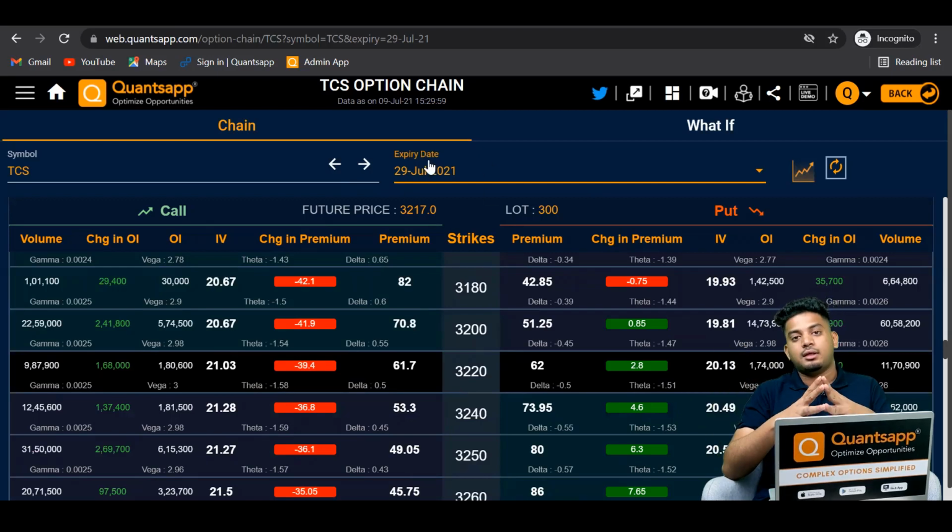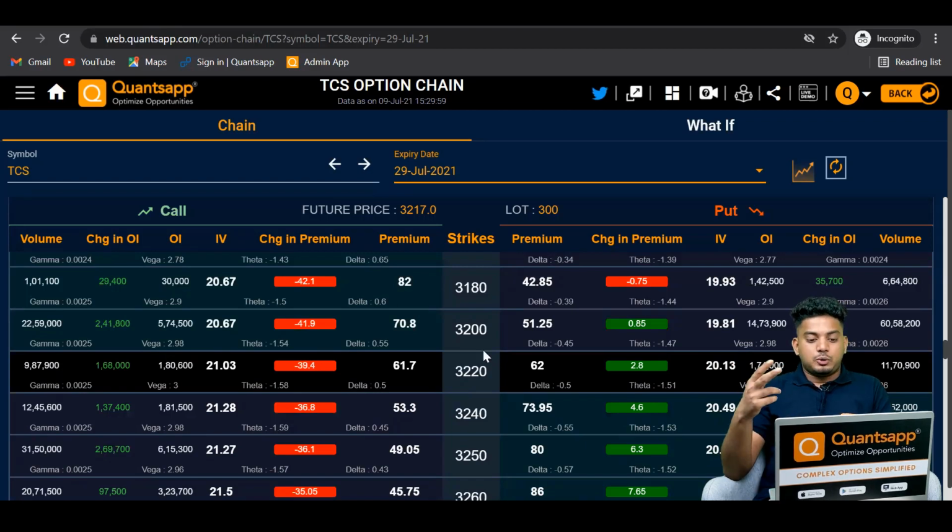Now, who decides the expiration date? For stock options, it is every last Thursday of the month. For index options, there are weekly options as well, where the expiry date becomes every Thursday of the week. If Thursday happens to be a holiday and the market isn't open, then Wednesday becomes our expiry date.